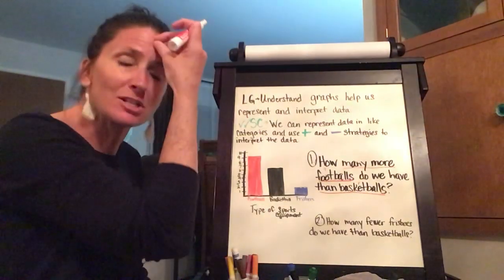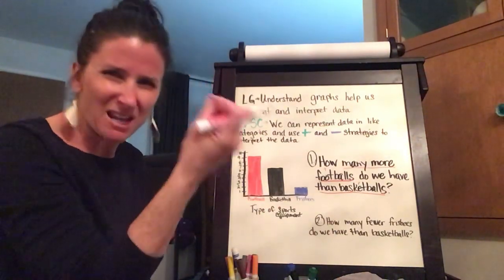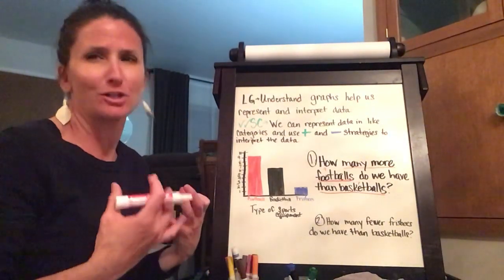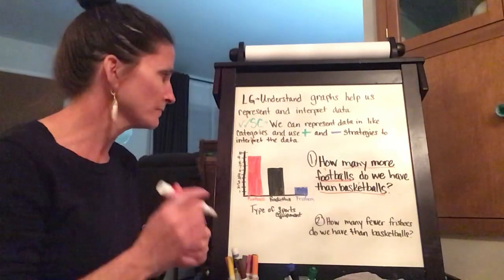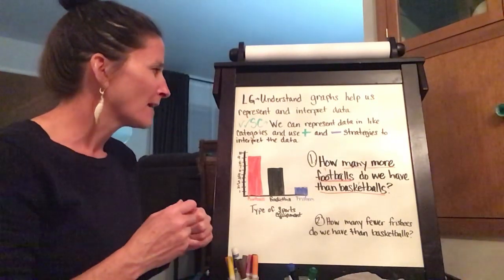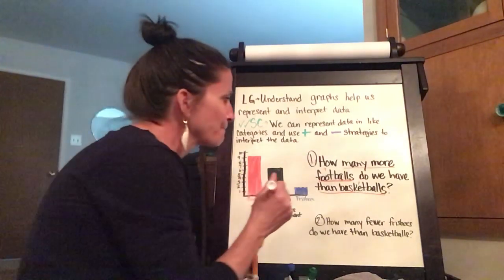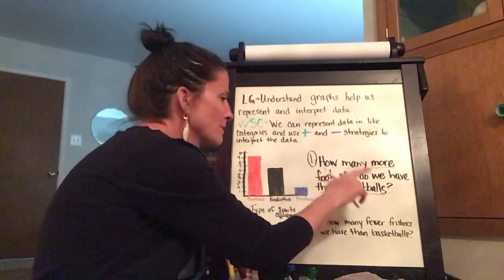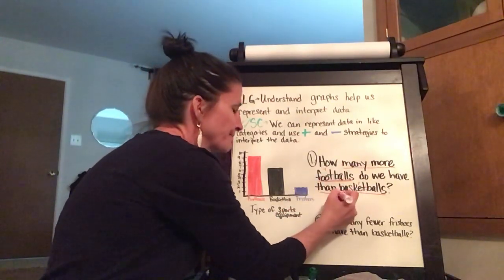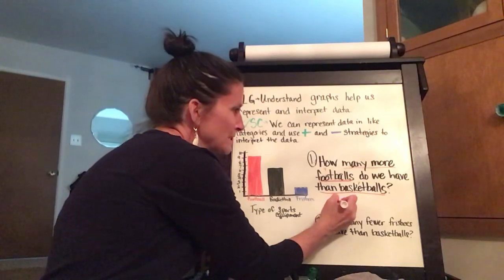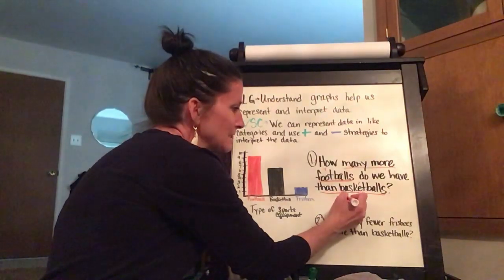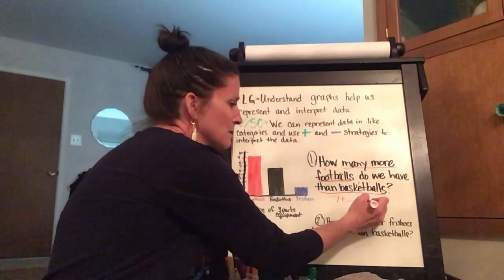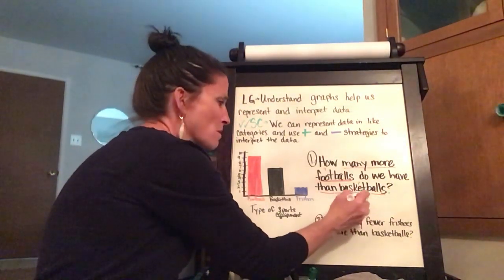Now how many more footballs do we have than basketballs? I have to remember my addition and subtraction strategies here. I might need to put it into an equation that makes sense so that I can use a strategy to figure out the answer. So I'm going to think about it: how many more footballs, which is bigger, do we have than basketballs? So 7 plus something equals 9. That's my how many more.